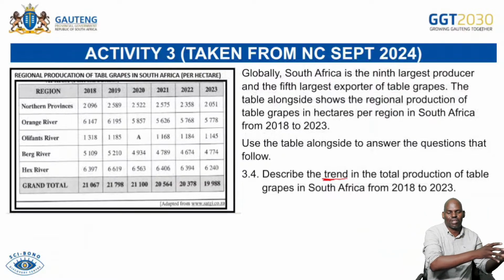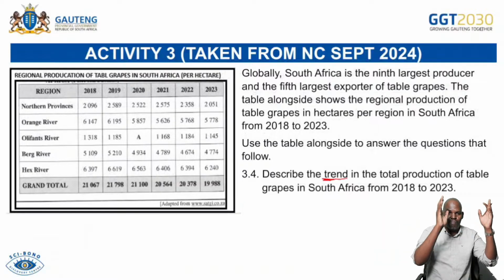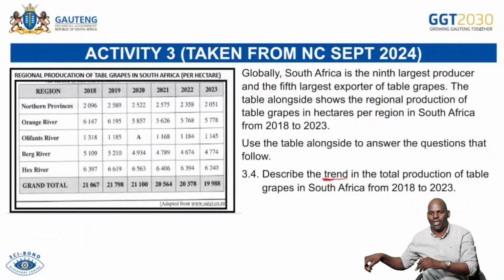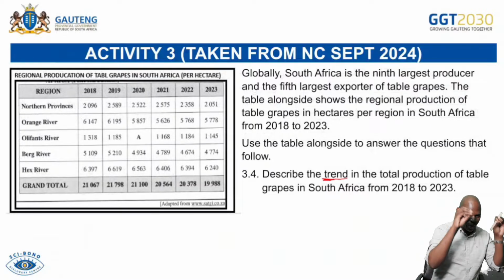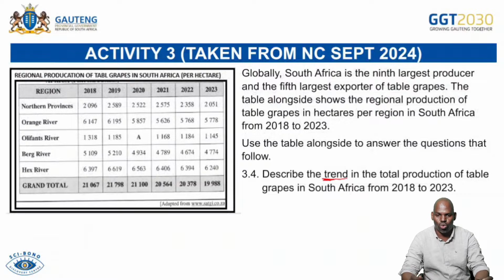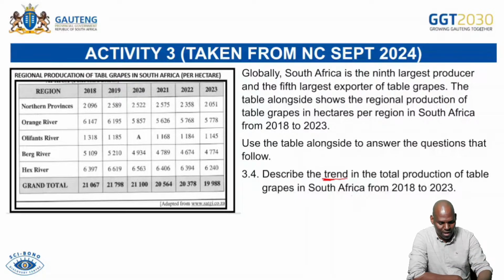Or it can be all of them. We can start by increasing and then decrease, and it becomes stable. Any order does not matter there. It can start by being stable, or start by being the same, and then it increases, and then it decreases. But what matters is when you speak about trend, if not all these words, one of them, two of them, or all of them can be used to describe the trend. They say describe the trend in the total production of table grapes in South Africa from 2018 to 2023. In South Africa, it means we are now going to focus on the total, from 2018.